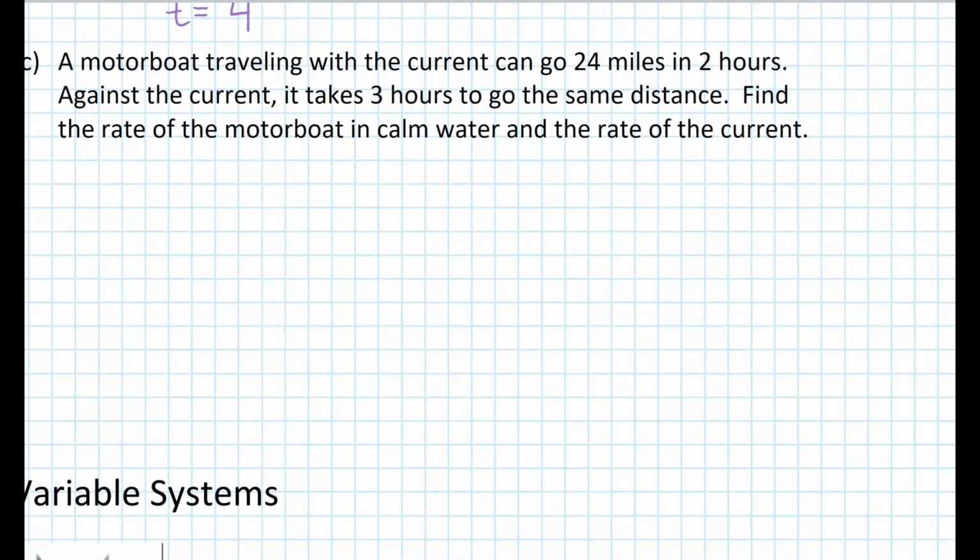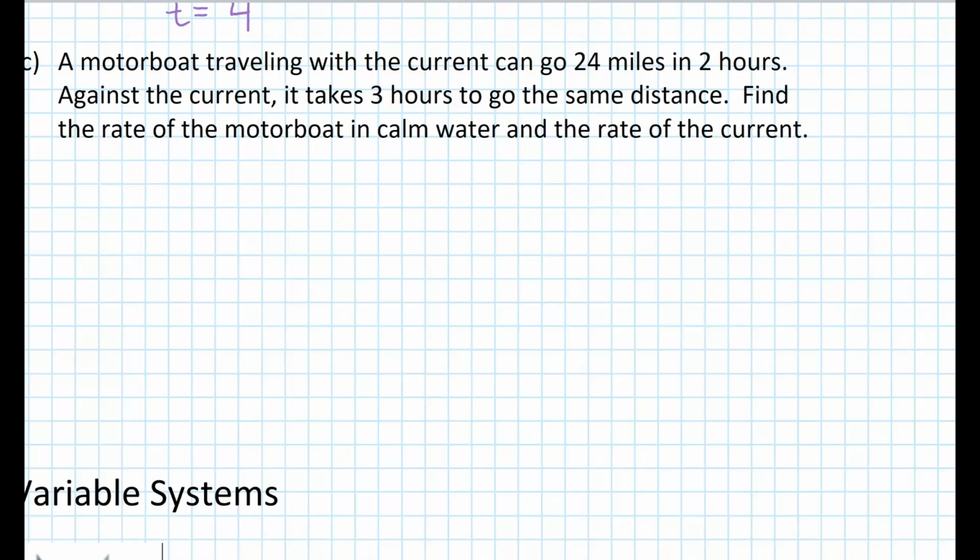A motorboat traveling with the current can go 24 miles in 2 hours. Against the current, it takes 3 hours to go the same distance. Find the rate of the motorboat in calm water and the rate of the current. So, what are the two things we're trying to find? The rate of the motorboat and the rate of the current. There's two rates we need to find here.